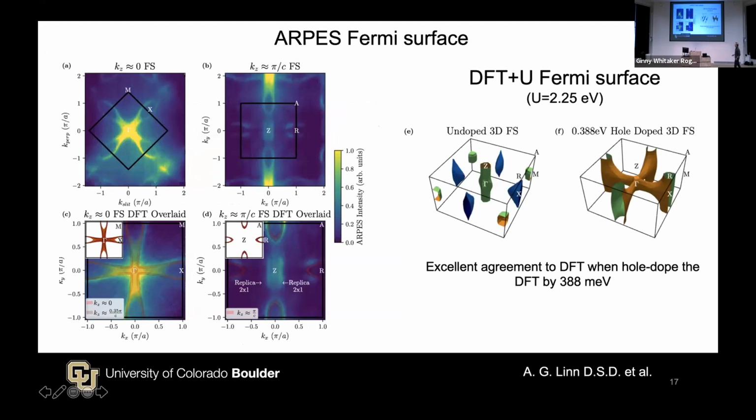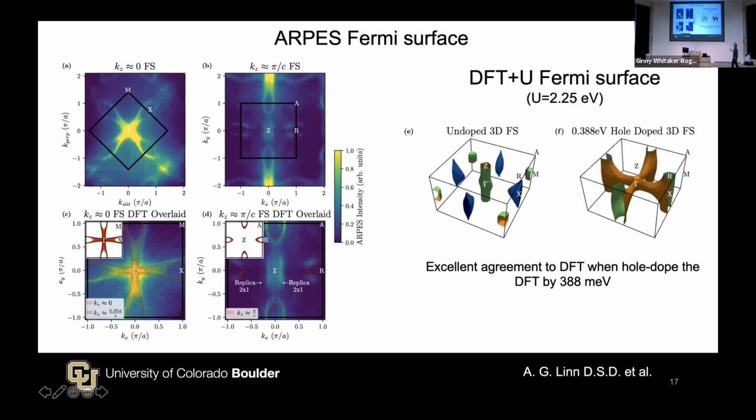And so here's just a few shots. These are experimental Fermi surfaces at different kz values and with different polarizations that's overlaid with DFT as shown here. And the agreement is quite good. One thing to note is to get this agreement, we had to do two things. We added a U value and we worked quite hard to determine the best possible value. It's just near 2 eV. And we found that we needed to hole dope the Fermi surface by something close to 400 millivolts.